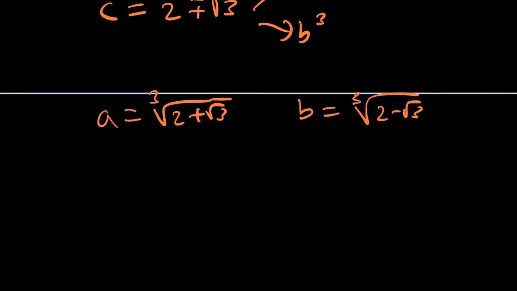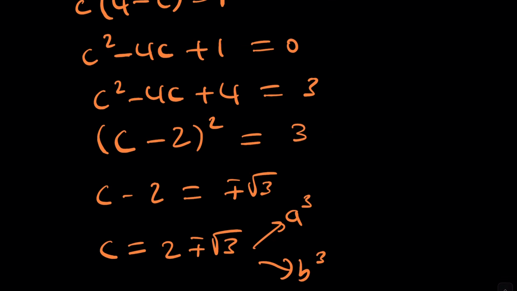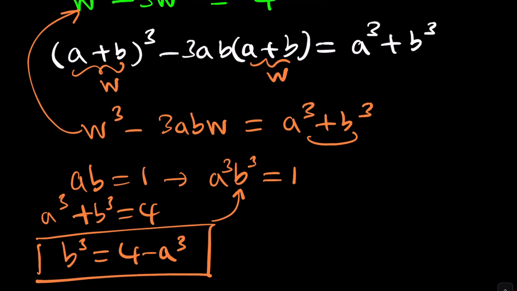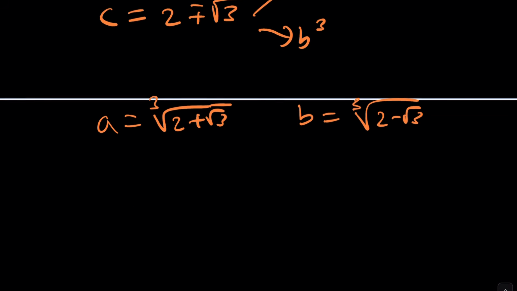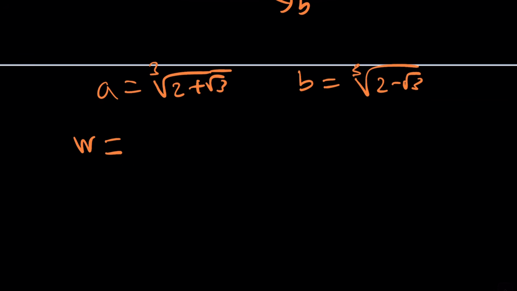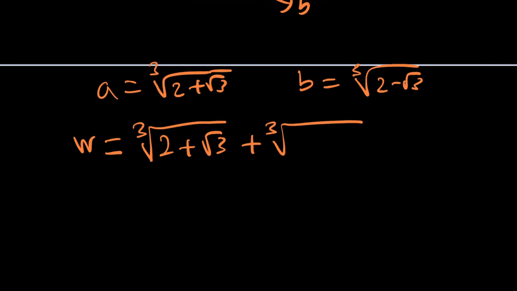You know why? Because we're looking for a plus b. If you remember, we set w equal to a plus b. So if you want to solve for w, it'll be a plus b, which is the cube root of 2 plus root 3 plus the cube root of 2 minus root 3. How nice, right? A very radical expression. Well, that's what it is.